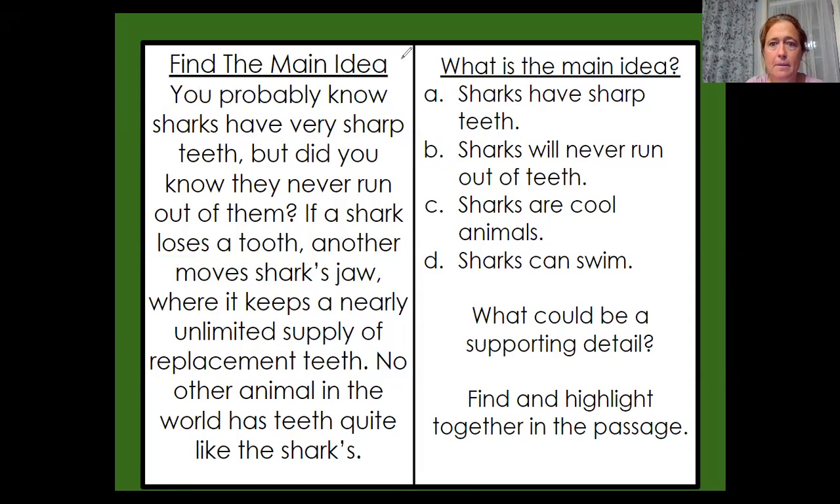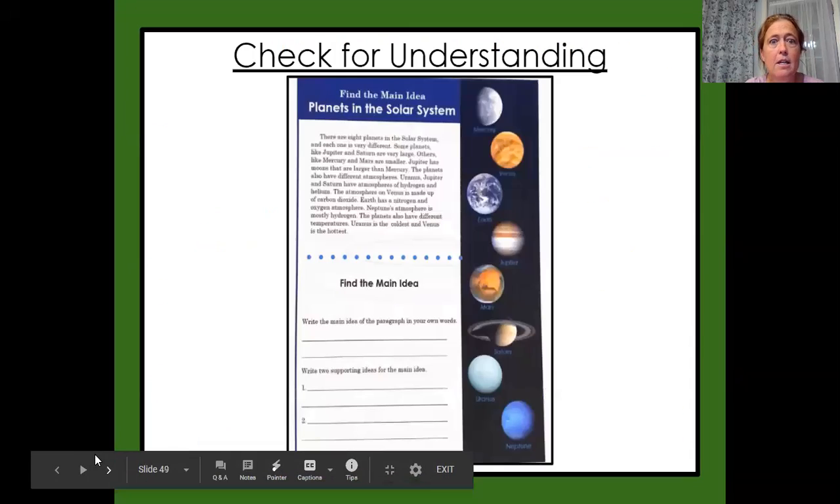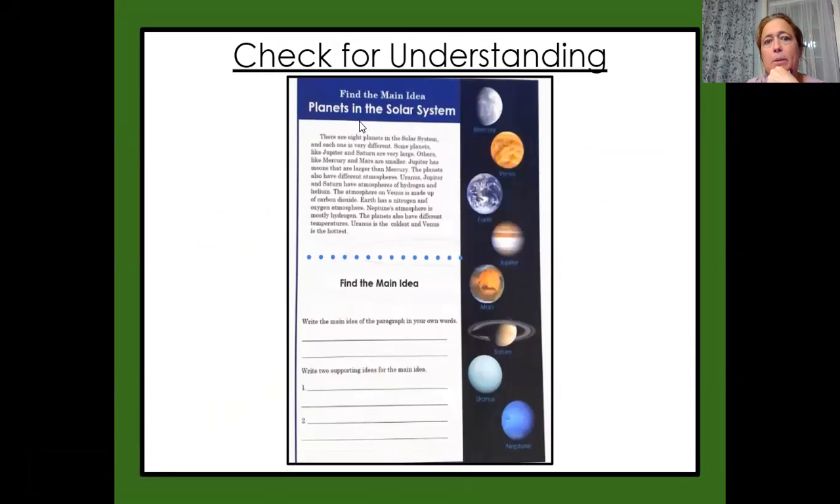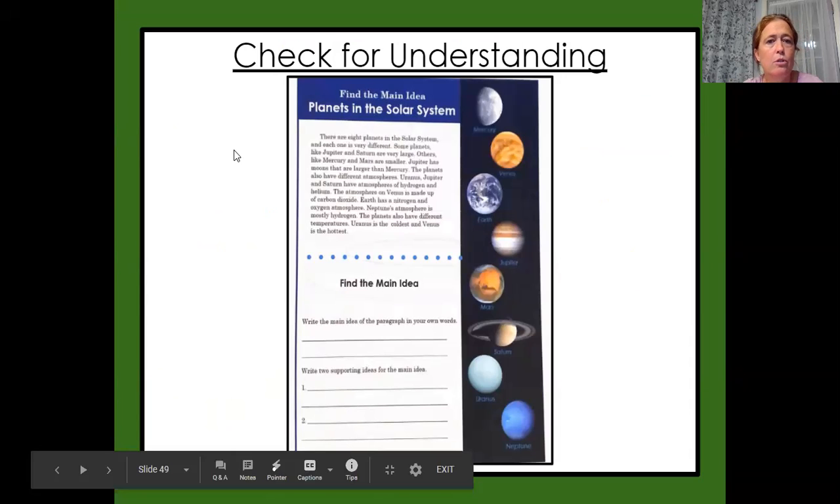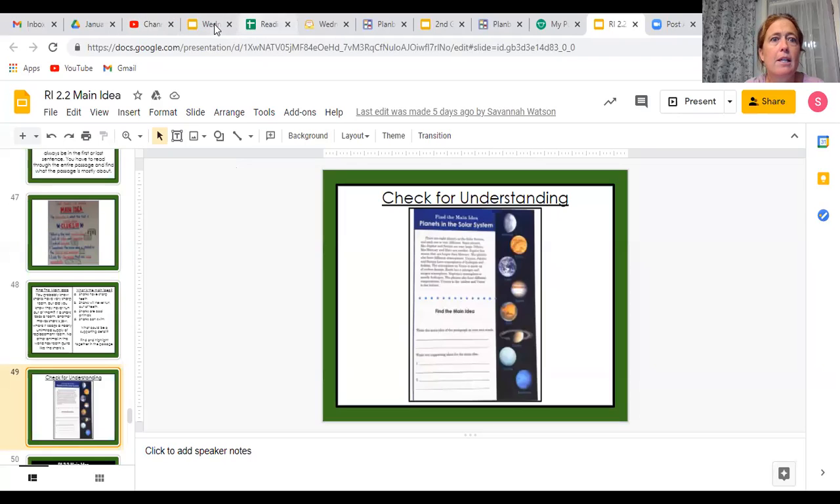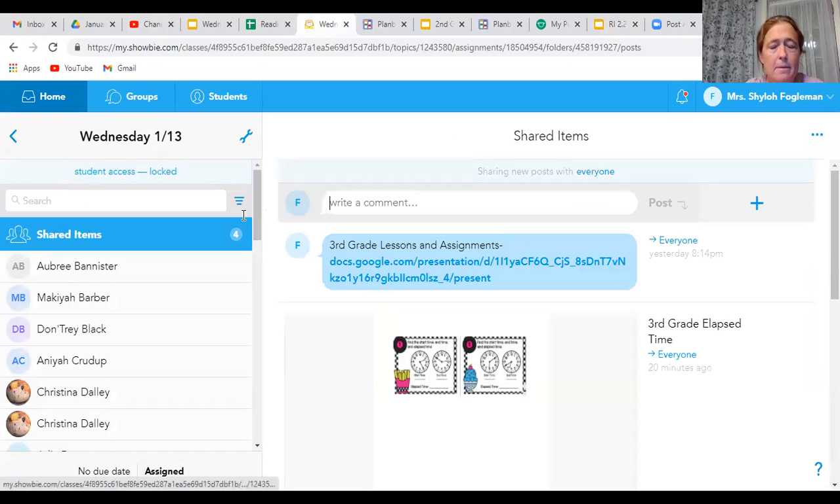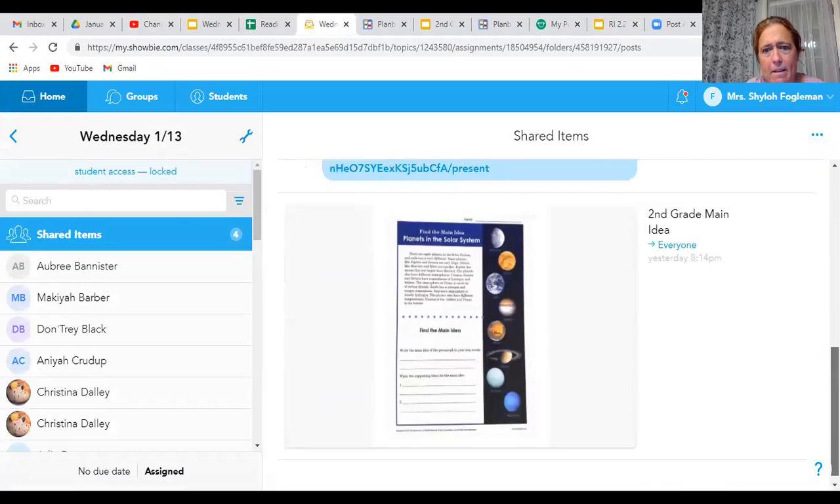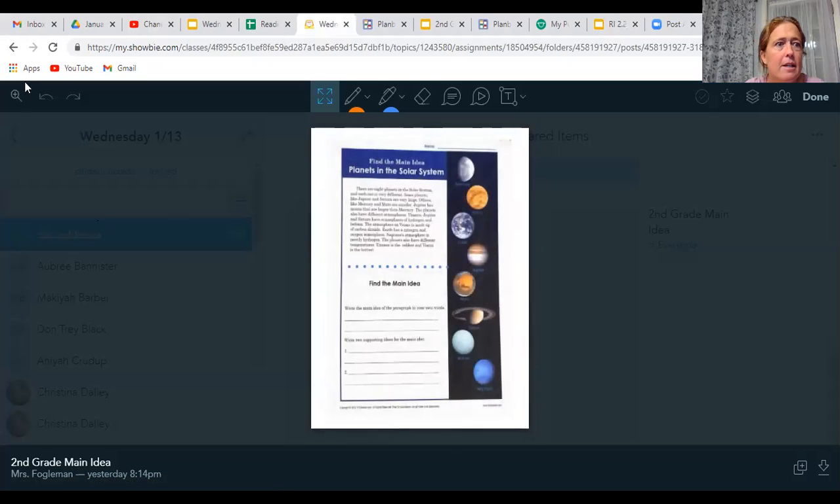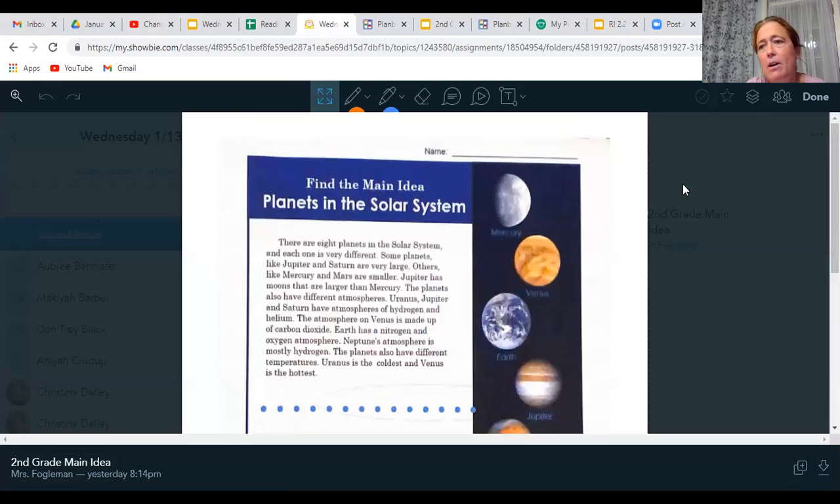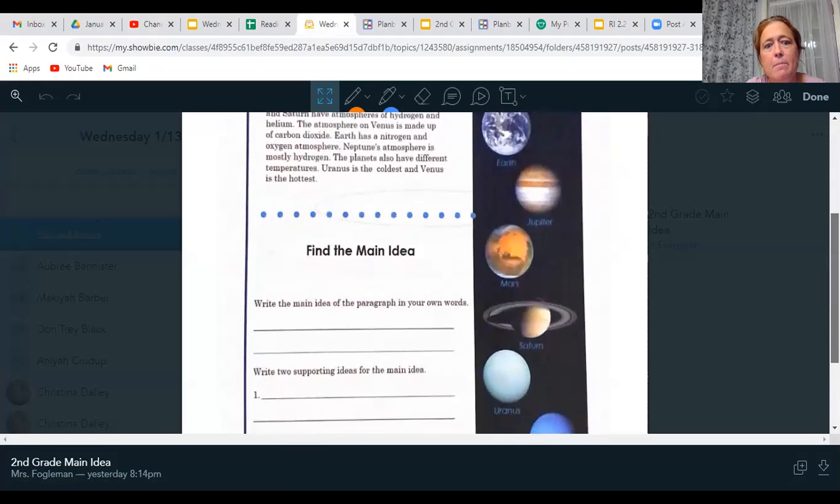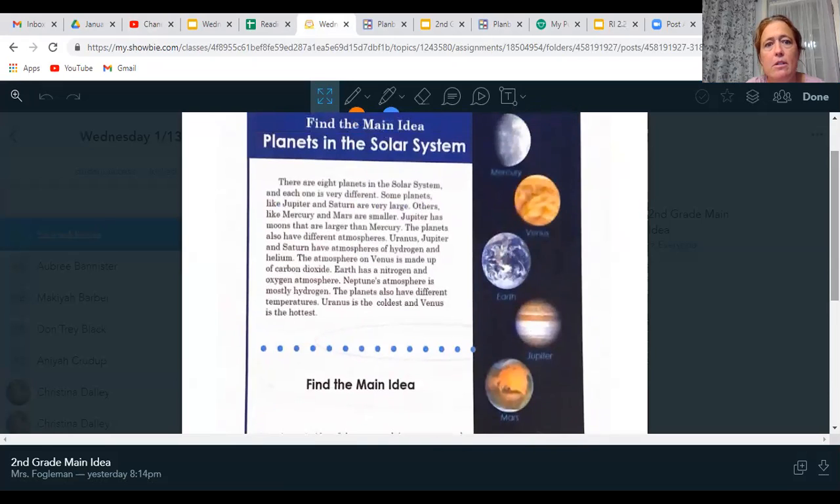All right, let me go on to my next slide. All right, so our assignment for today in Shobi is planets in the solar system. And so to help you along with that, I'm going to go to Shobi and read it to you so that I can see it better. Find it in Shobi. All right. So I'm going to read through the paragraph for you, and then you will be expected to find the main idea and 2 supporting details.